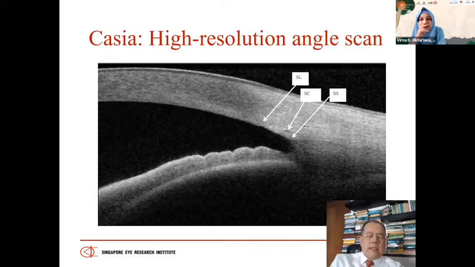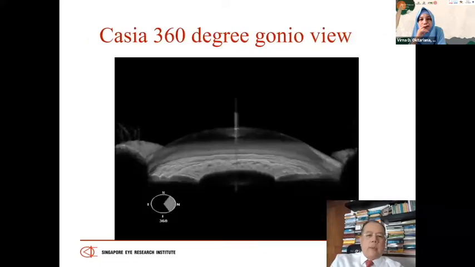This is the CASIA, the swept source OCT high resolution scan. Again, you can see the Schwalbe's line, scleral spur, as well as the trabecular meshwork. This is a very nice 360-degree gonio view, which is very useful to look at in high resolution.